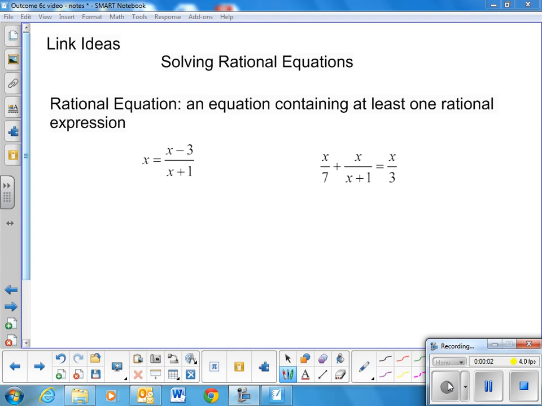Solving rational equations. A rational equation is an equation containing at least one rational expression. A rational expression is something with a numerator and a denominator where it has a variable in the bottom. So here we have two examples of rational equations.